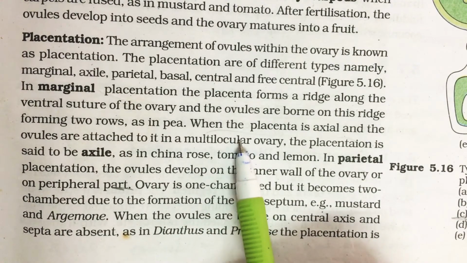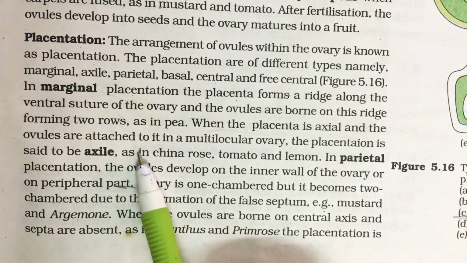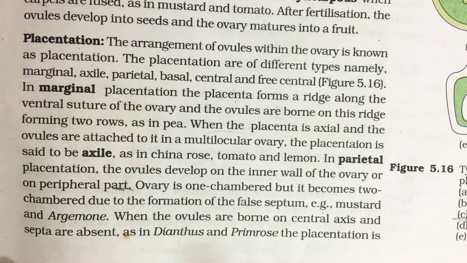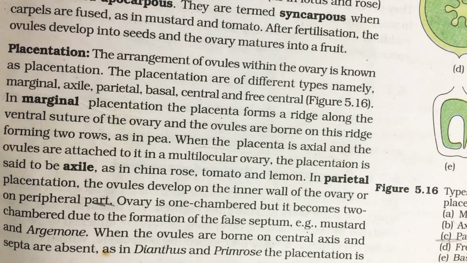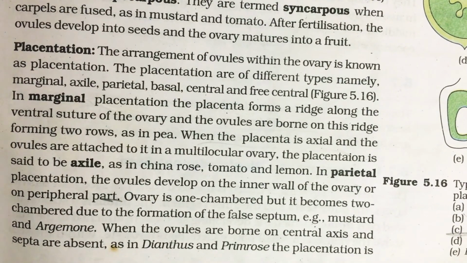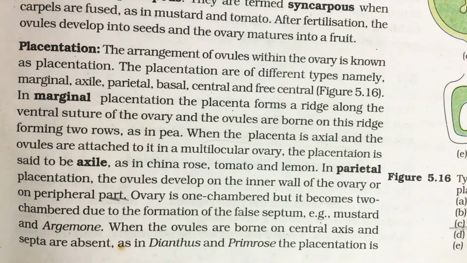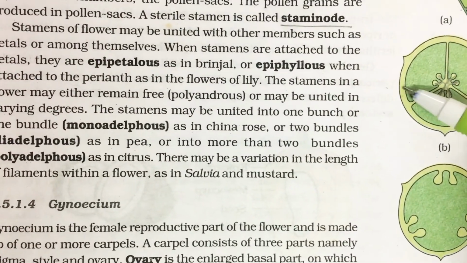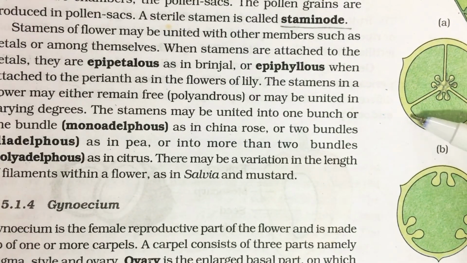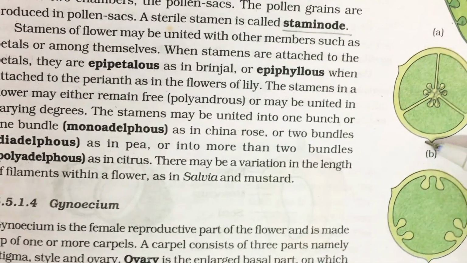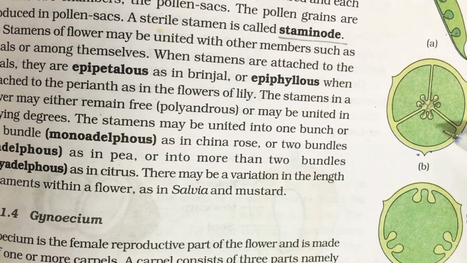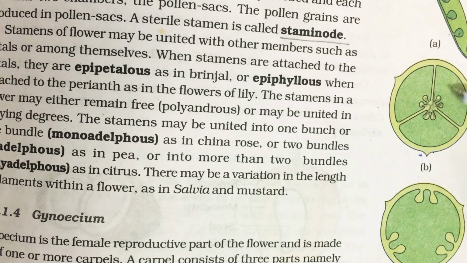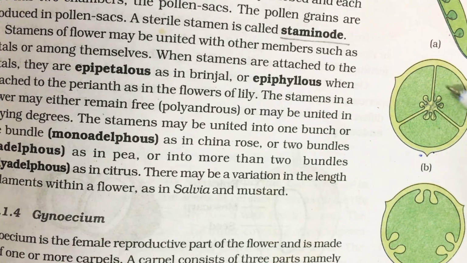When the placenta is axial and the ovules are attached to it in a multilocular ovary, the placenta is said to be axile, as in China rose, tomato, and lemon. Like in axile placentation, as in this diagram. This is axile placentation. This occurs in the case of tomato, lemon, and rose. Single ovary in which these are the locules, chambers.